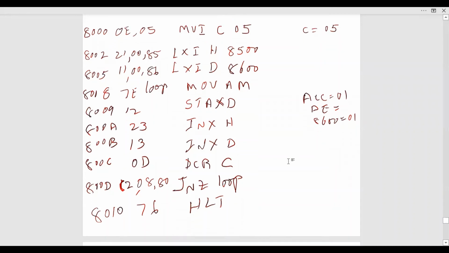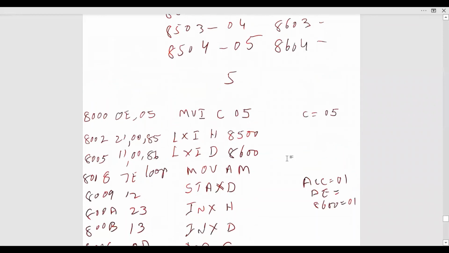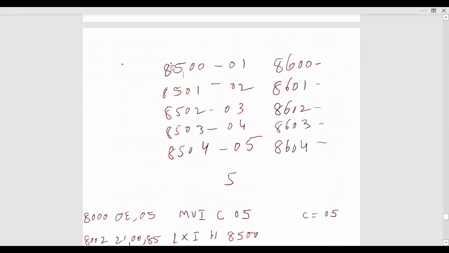So this is a simple program to transfer a block of data from one memory location to another, that is, from memory locations 8500 to 8504 to 8600 to 8604. So after the execution, the data that is in 8500 to 8504 must be in 8600 to 8604.